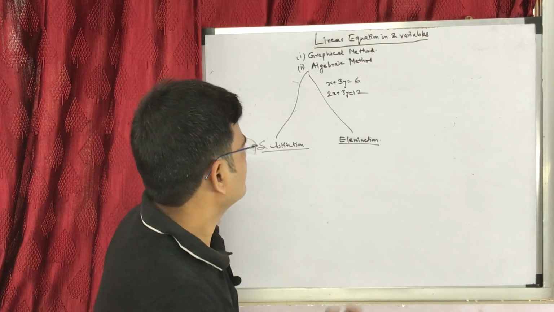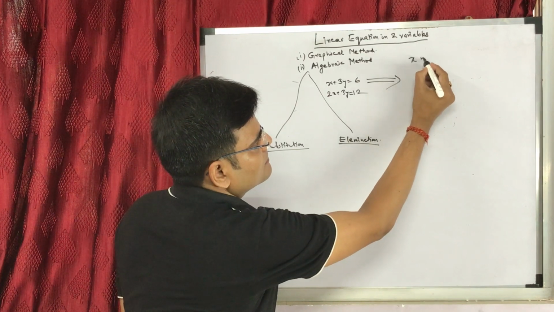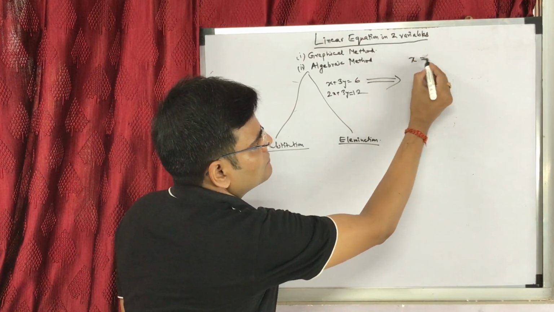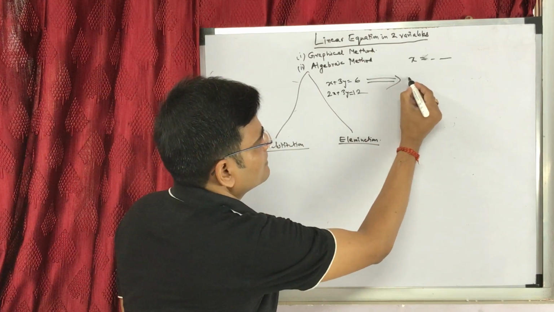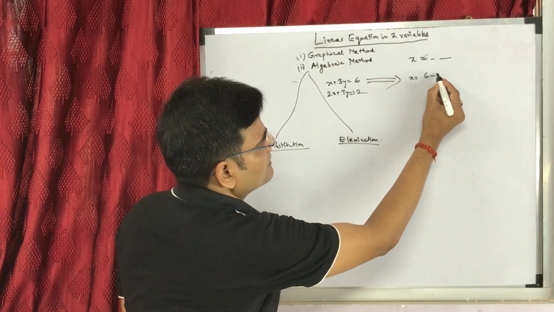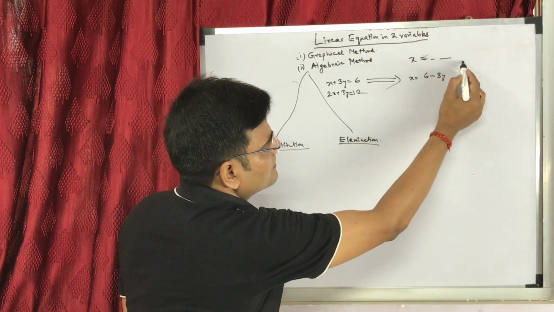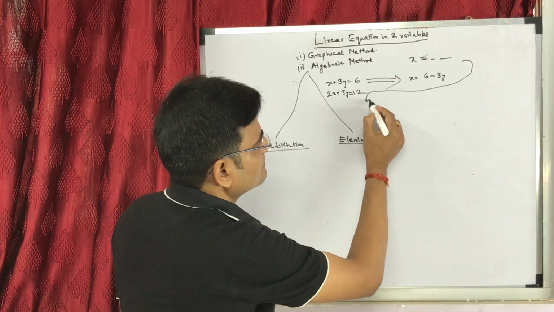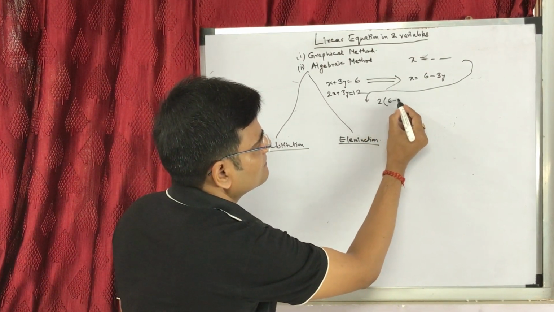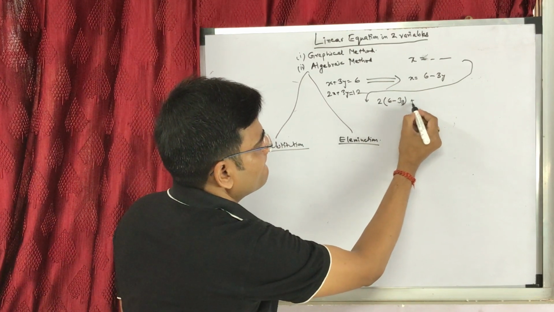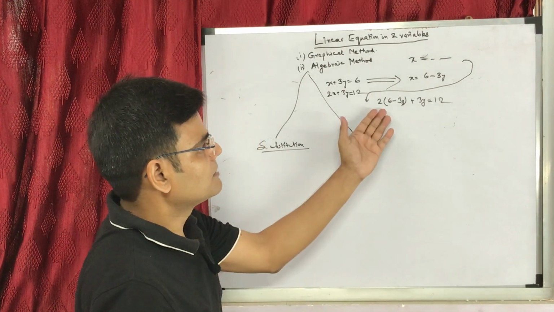Substitution means you put x in terms of y, x equals to something. So x is how much? 6 minus 3y, and substitute that in the second one. So 2x is 6 minus 3y, so that you get a linear equation in one variable.